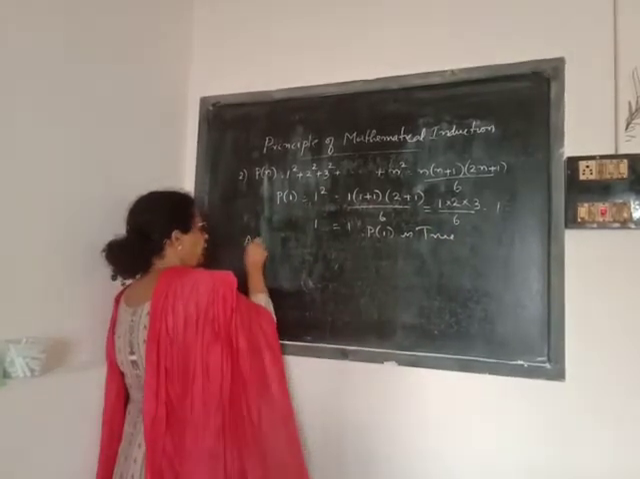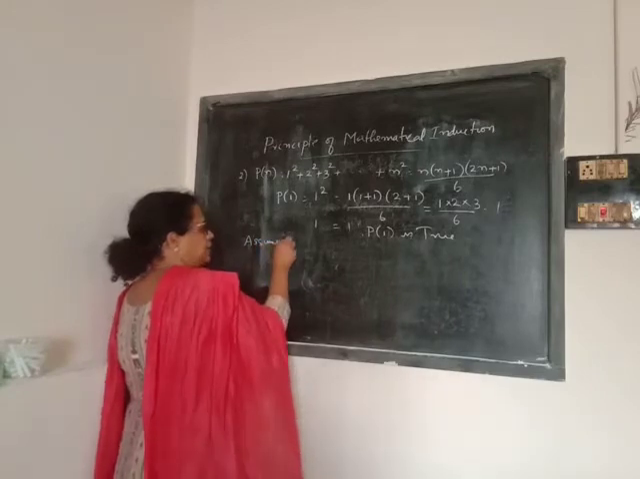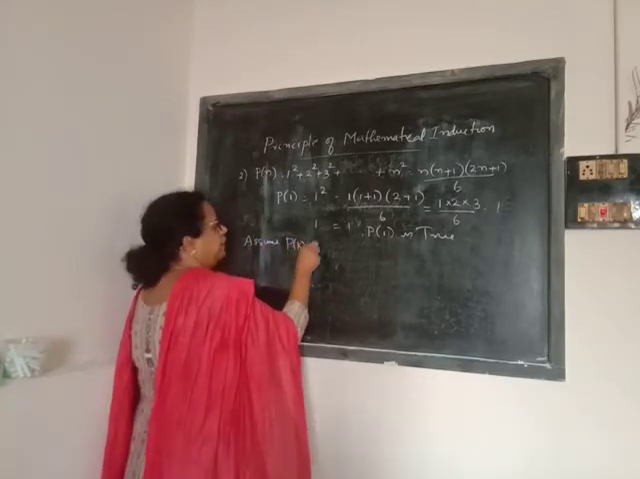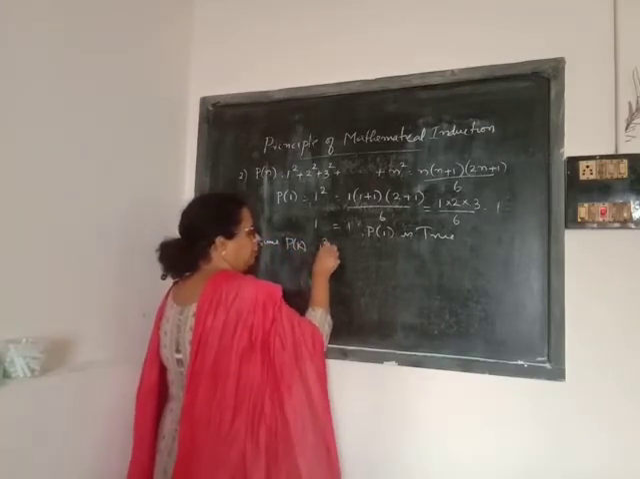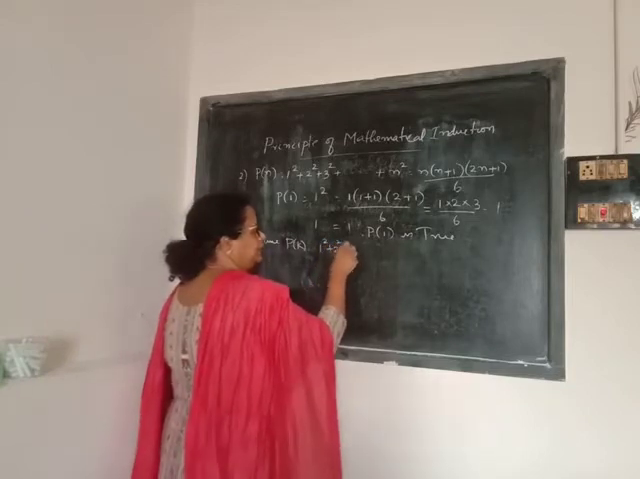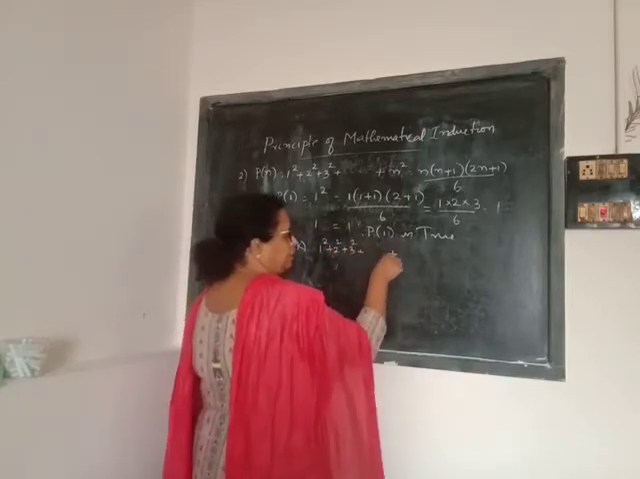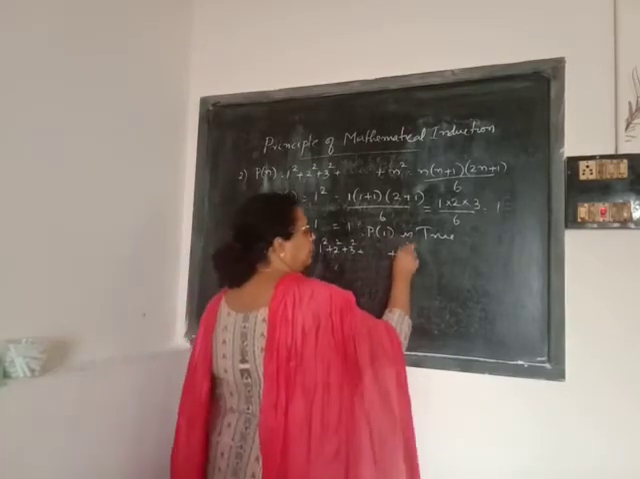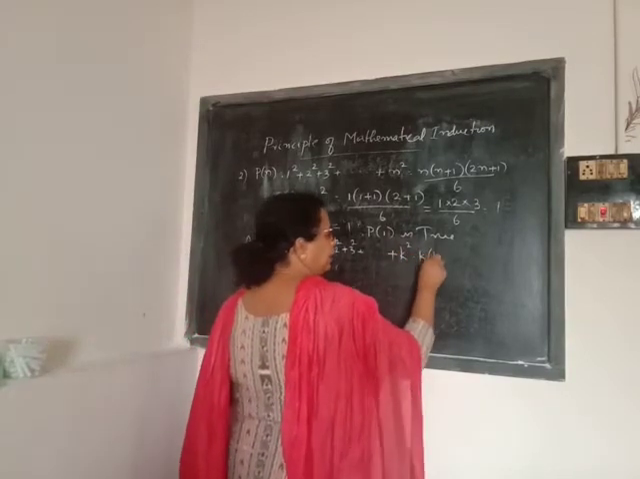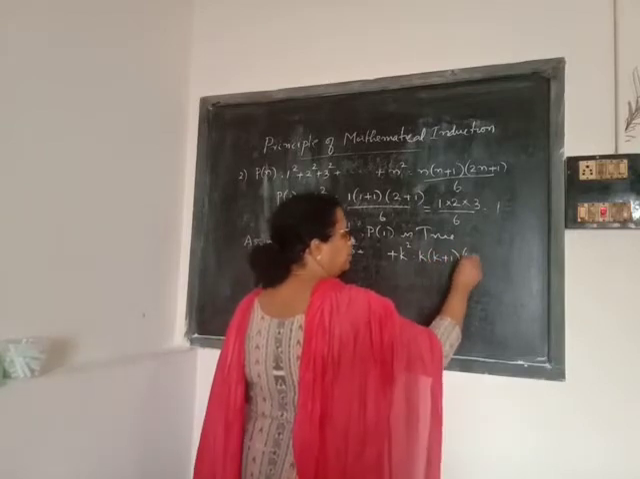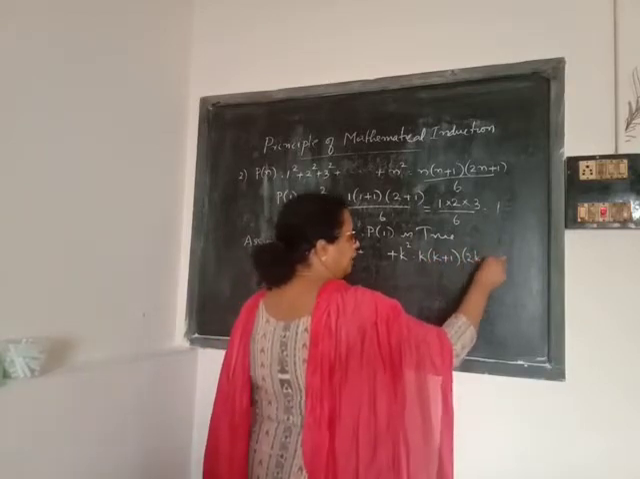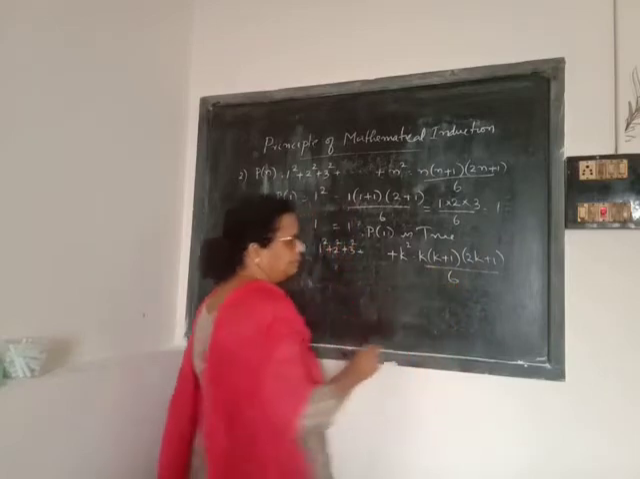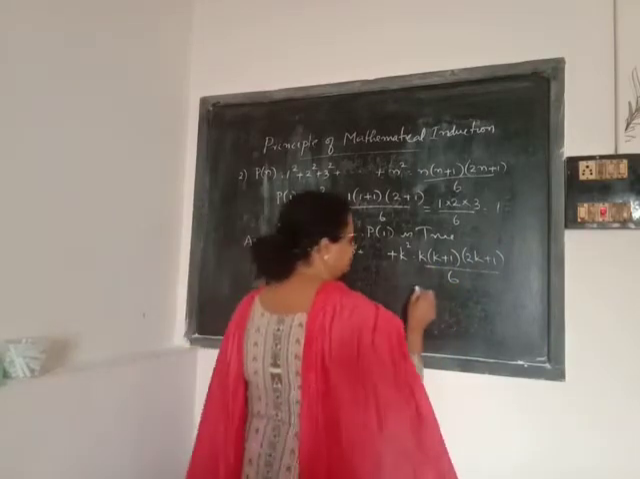Assume P of k is true. What is P of k? 1 squared plus 2 squared plus 3 squared plus etc., plus, instead of n put k, that's all, plus k squared equal to k into k plus 1 into 2k plus 1 by 6 is true.